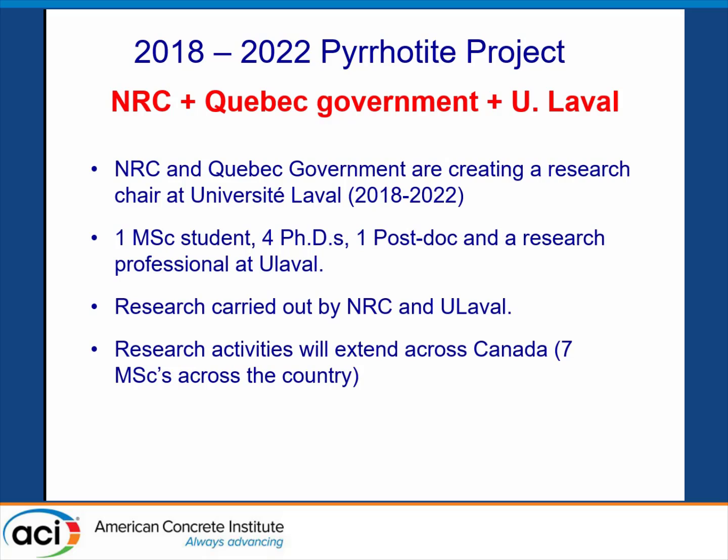And then I will just present you a few objectives, the aim of the next project. We have a research chair funded by the NRC, which is the National Research Council of Canada, the Quebec government, and the Université Laval. We will continue the project with one master student, 4 PhD students, 1 postdoc, and a research professional at Université Laval. The research will be carried out at NRC and also at Laval. And we will have 7 masters across Canada to test different types of aggregate.